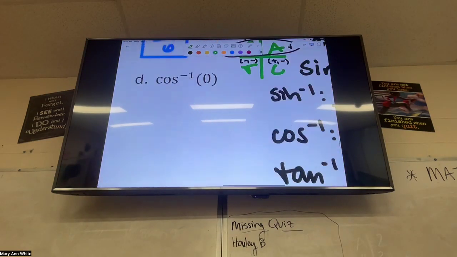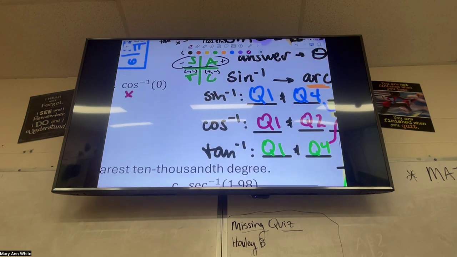All right, and then last one like this is inverse cosine of 0. Cosine is x, and so we want to know where's my x 0. And again, I'm only looking in quadrants 1 and 2. Here's your x 0. 90, pi over 2.